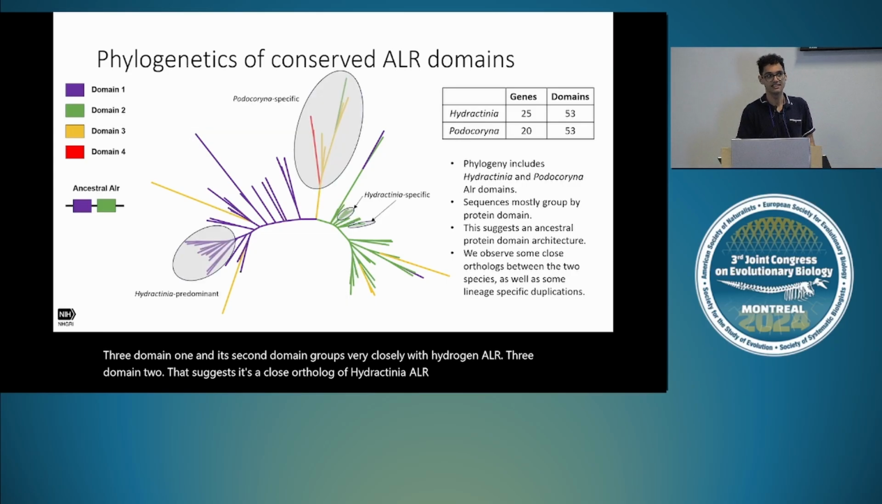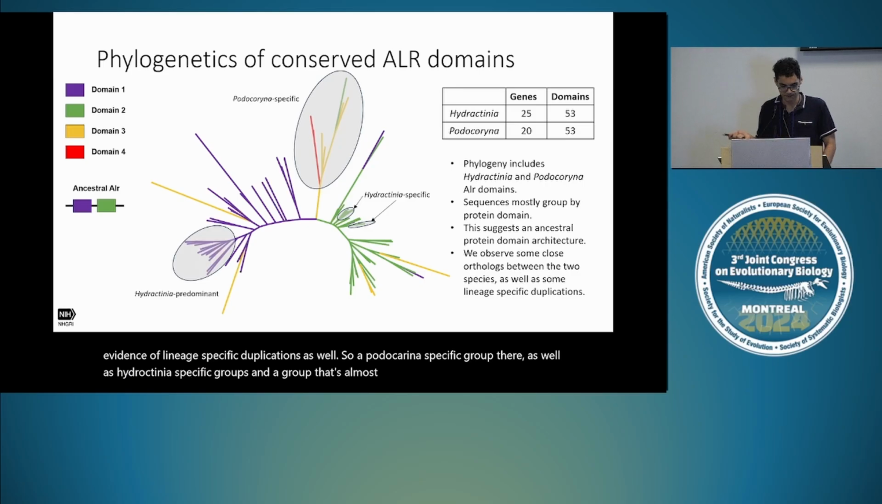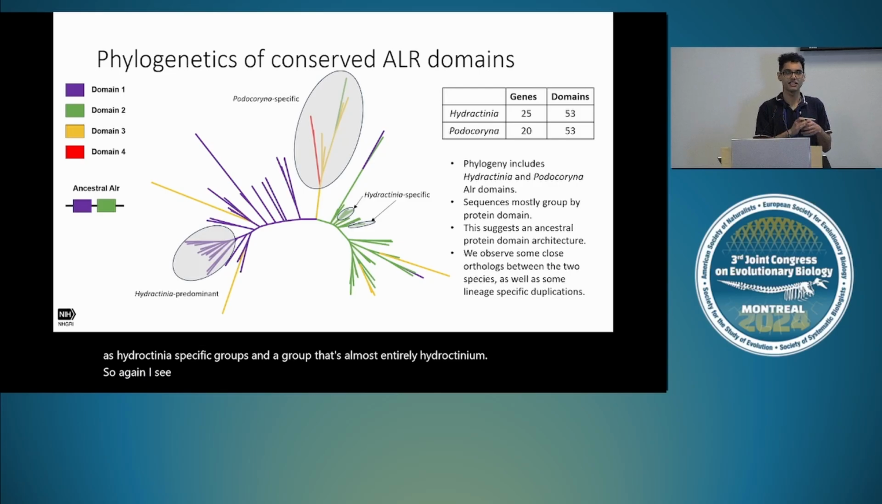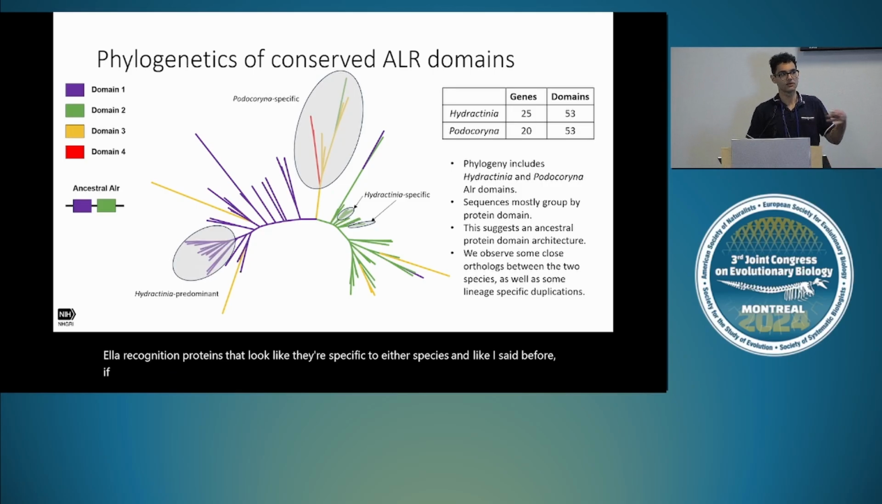Conversely, I see evidence of lineage-specific duplications as well. So a Podocarina-specific group there, as well as Hydractinia-specific groups, and a group that's almost entirely Hydractinia. So again, I see both orthology relationships as well as allorecognition proteins that look like they're specific to either species. And like I said before, if you look at orthology, you could start to ask questions about synteny.